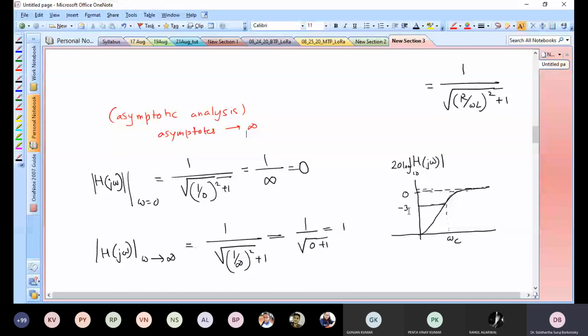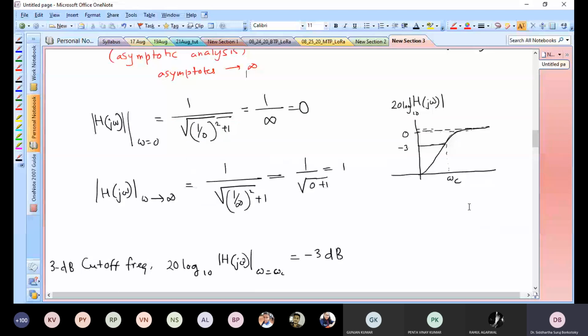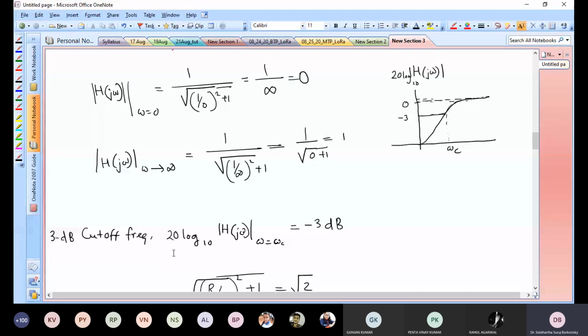Okay, so that's the point. If you plot this, it is clearly a high pass filter. Low frequencies are greatly diminished. Very high frequencies are passed almost unaltered. That is why this is called a high pass filter. And then, what is the 3 dB cutoff frequency of this filter?